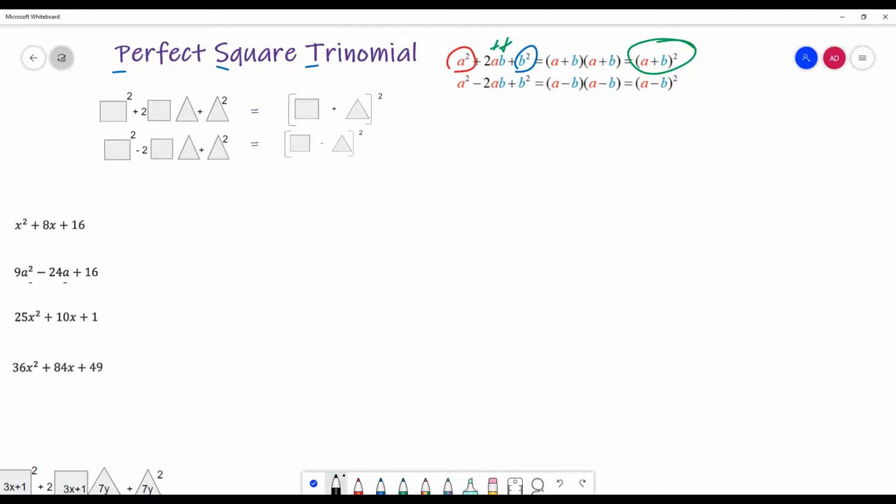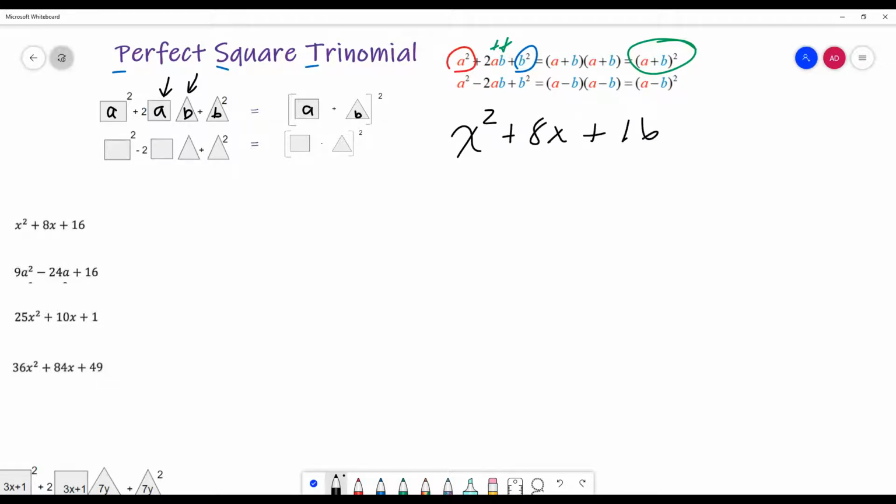First thing you want to do is identify what is the first thing being squared. What is that first term? What is the square root of that first term? Then you want to look at that last term and say, okay, what is the square root of it? If the middle is twice those roots, then we simply factor it as box plus triangle, or sometimes known as a plus b.